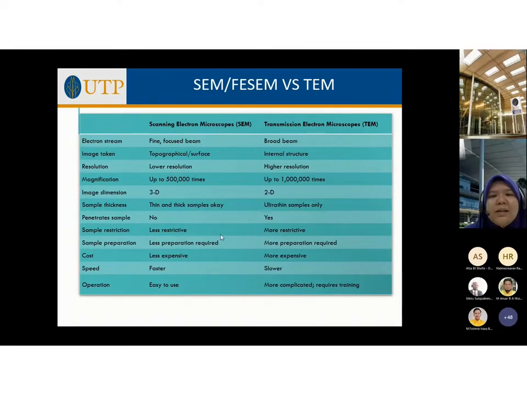Okay, so in terms of sample preparation, for SEM, less preparation is required, but TEM is more complicated. But if let's say you have a liquid sample or powder sample, it's easier. In terms of cost, TEM is much more expensive. In terms of speed also, the analysis is much slower compared to SEM. And in terms of operation as well, TEM is quite complicated, but from time to time it should be okay. But for SEM, normally it's easy, but of course it still requires training.